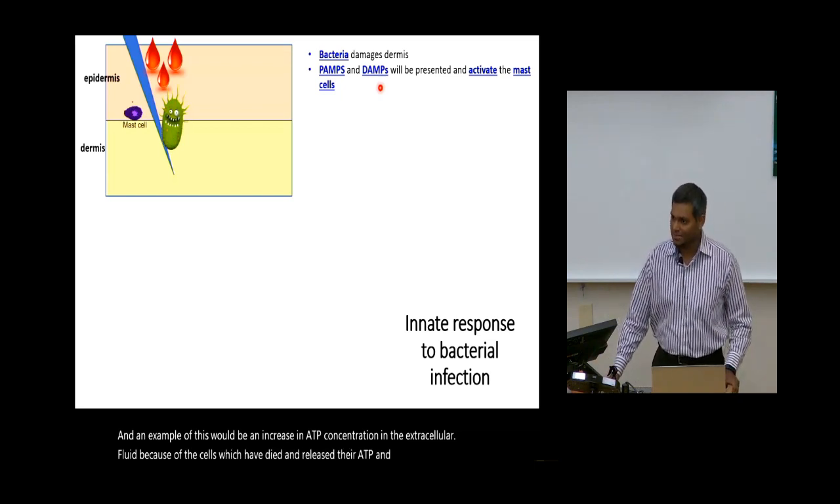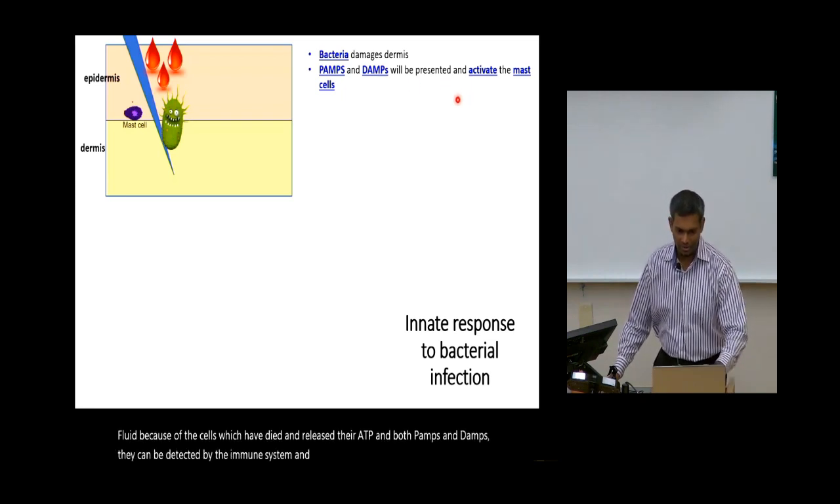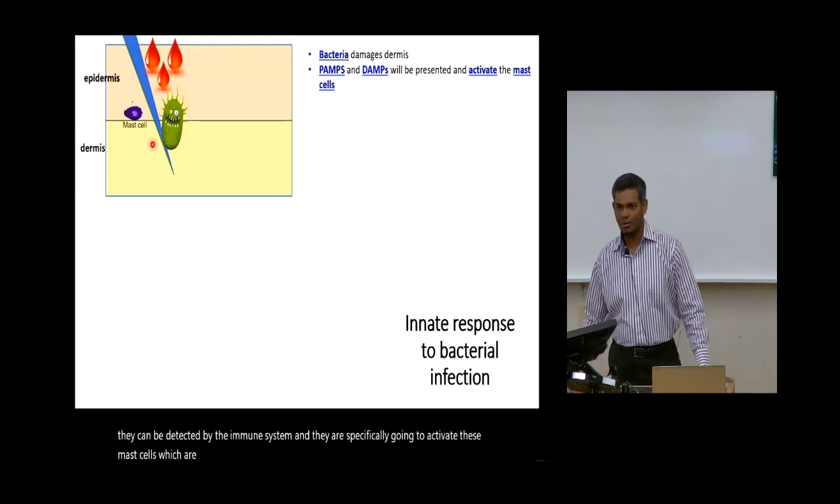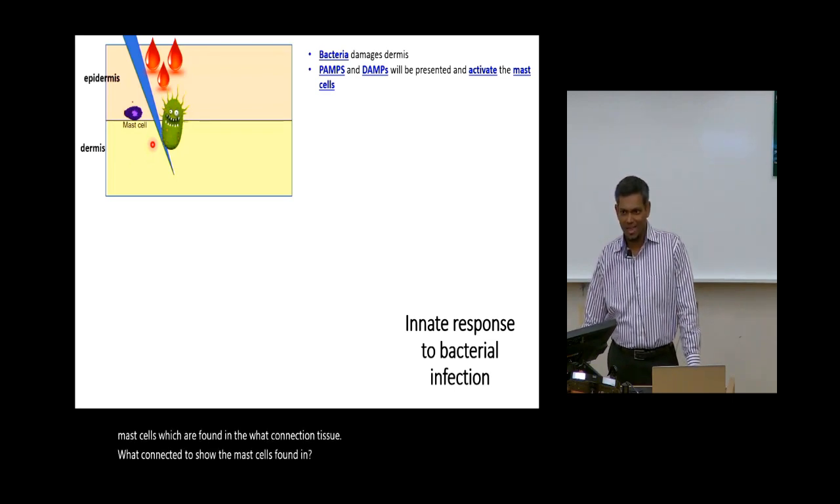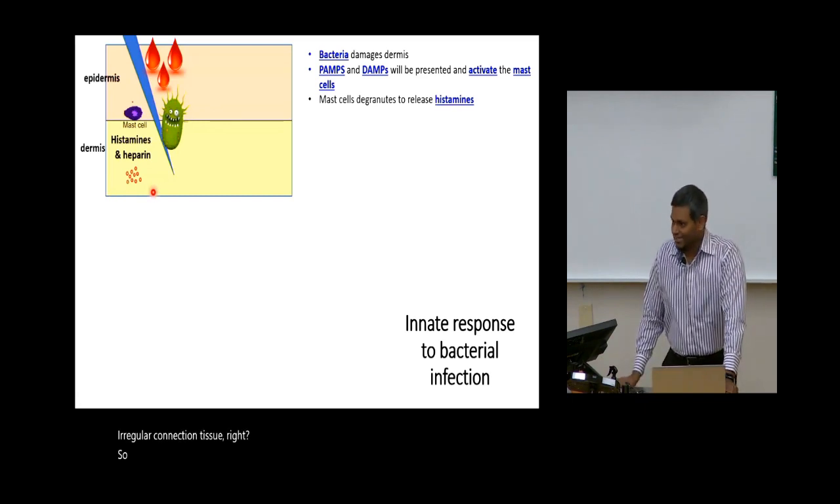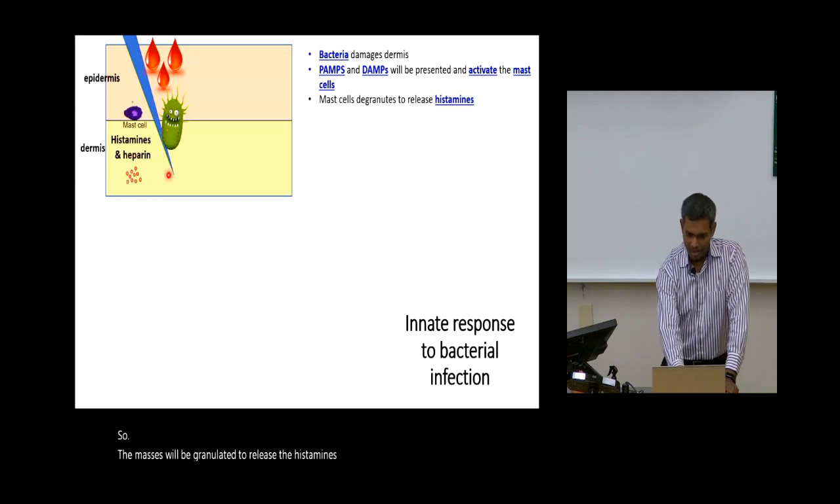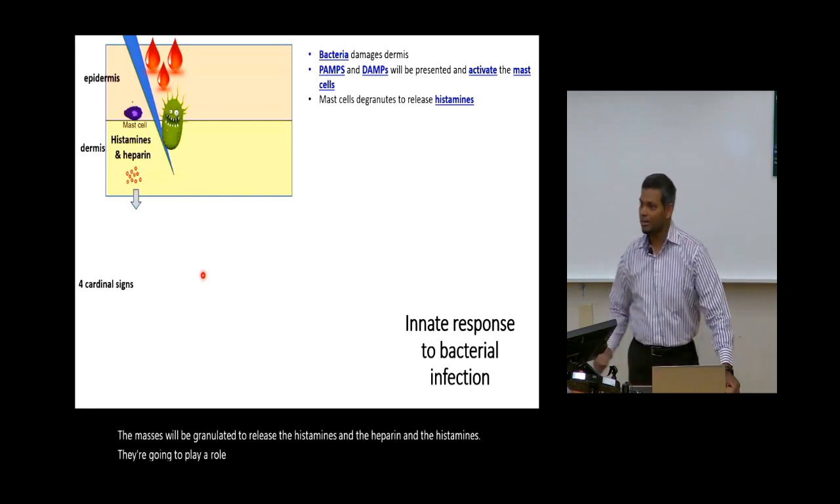And both PAMPs and DAMPs can be detected by the immune system, and they are specifically going to activate these mast cells which are found in the what connective tissue? In what connective tissue are the mast cells found? Areolar connective tissue, right? So the mast cells will degranulate to release their histamines and the heparin, and the histamines are going to play a role in the inflammatory response.